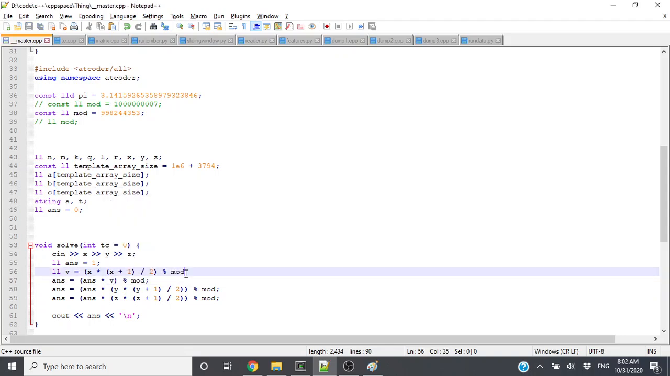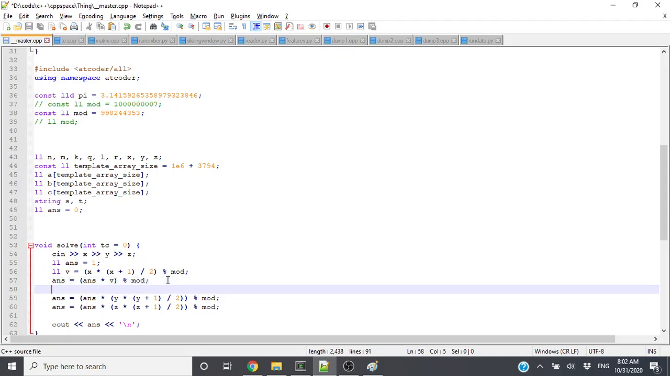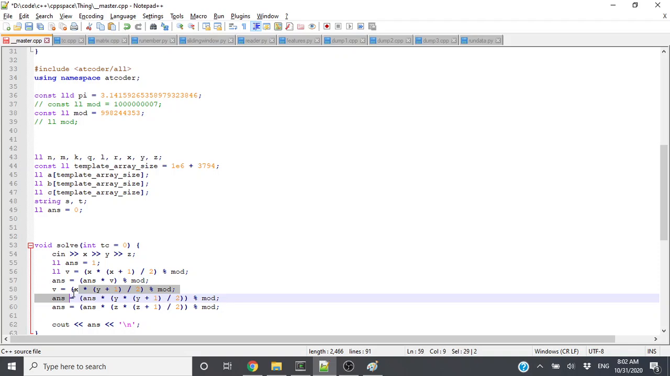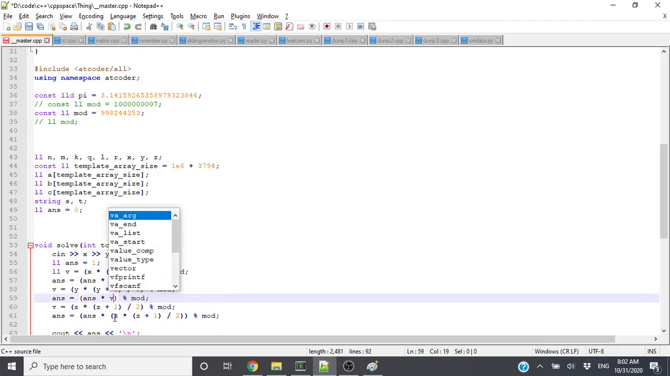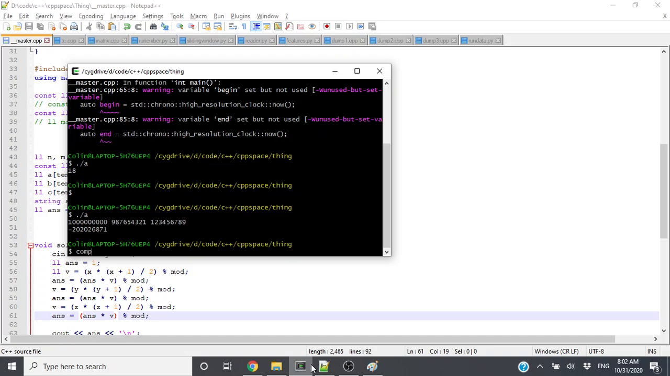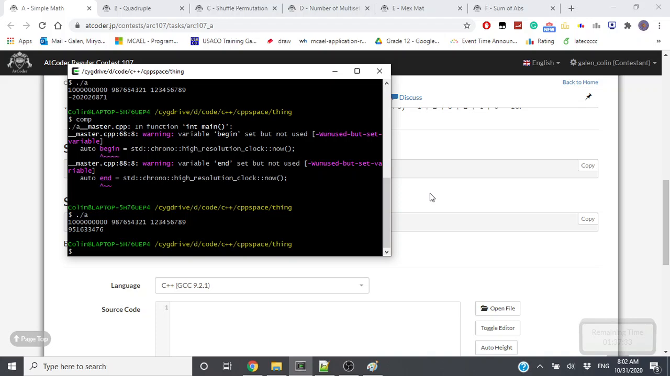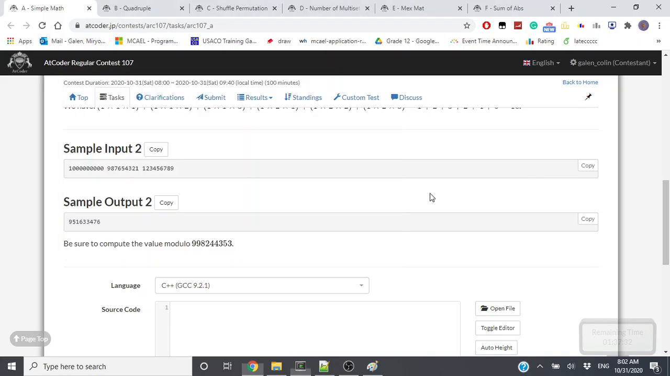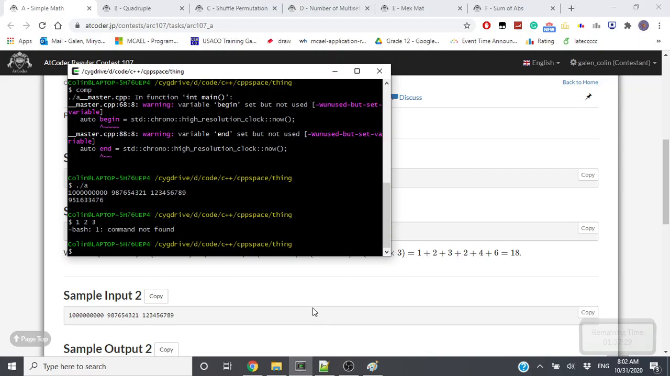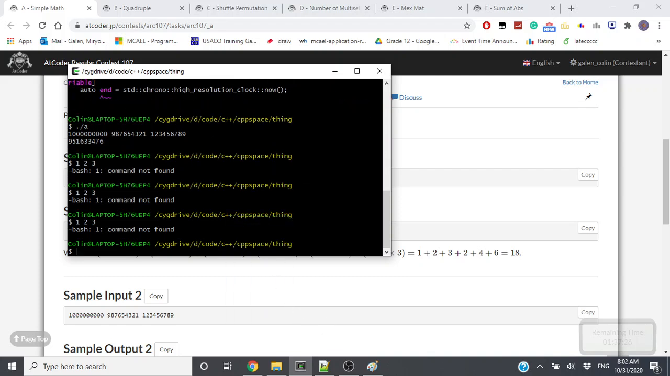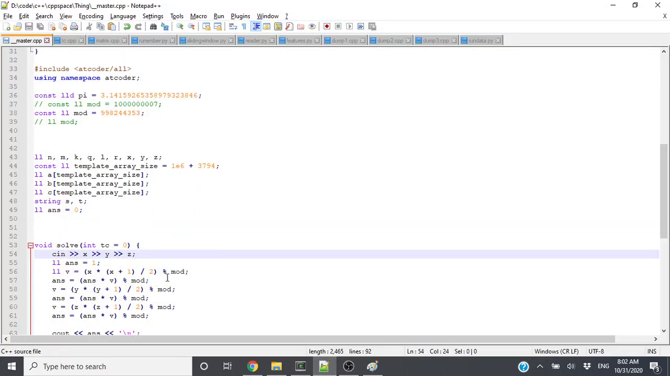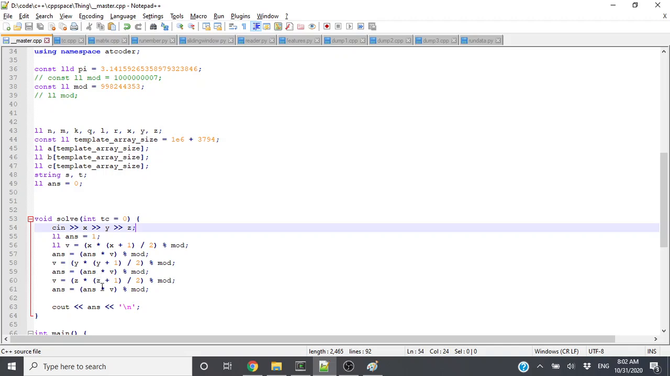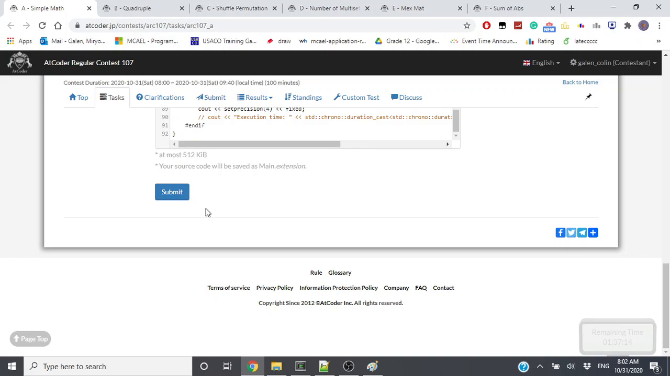ans equals ans times v. Let me just do the same thing here because overflow is awesome. And then z. Then this is ans times v, and this is ans times v, because why not? Overflow, yay. That looks right. Run the program. What the hell? Yeah. Let's see. So this is x mod. Okay. Looks good.